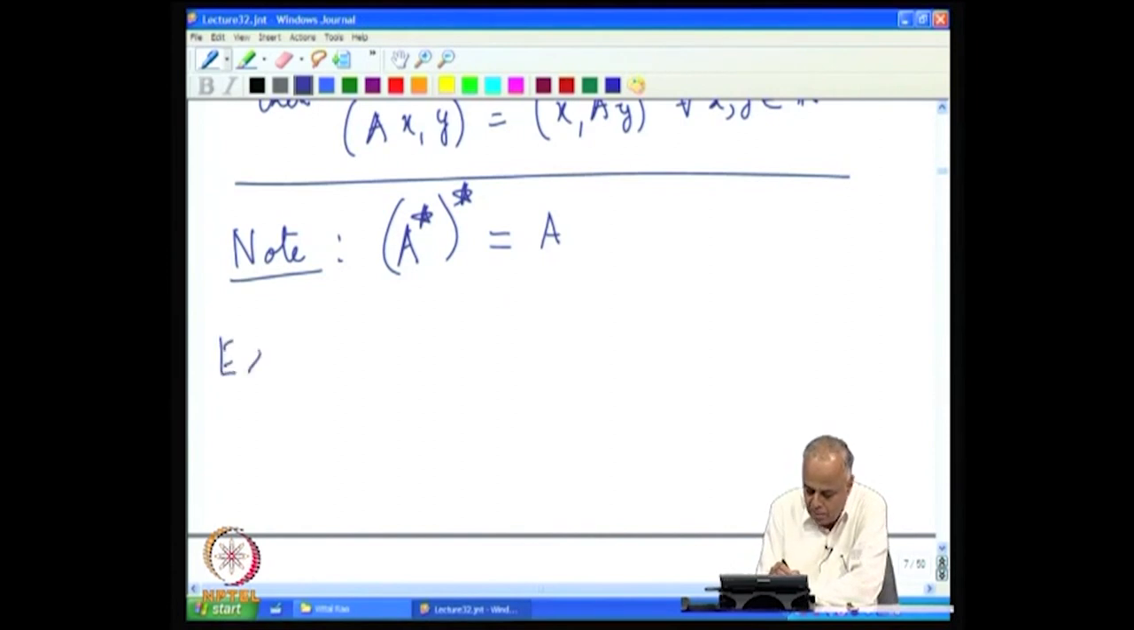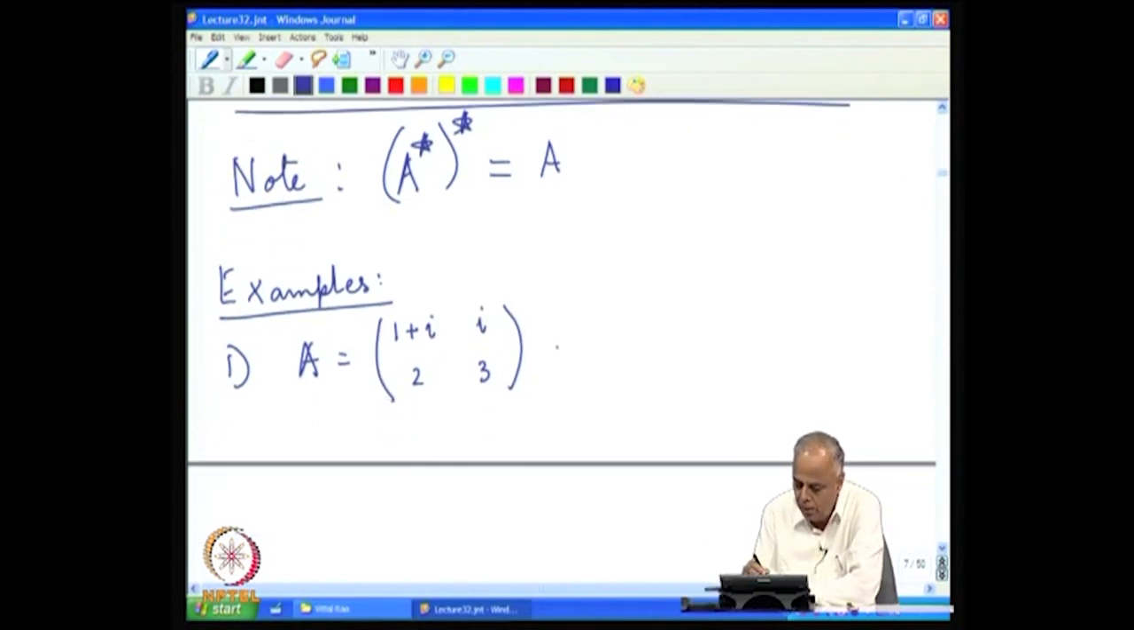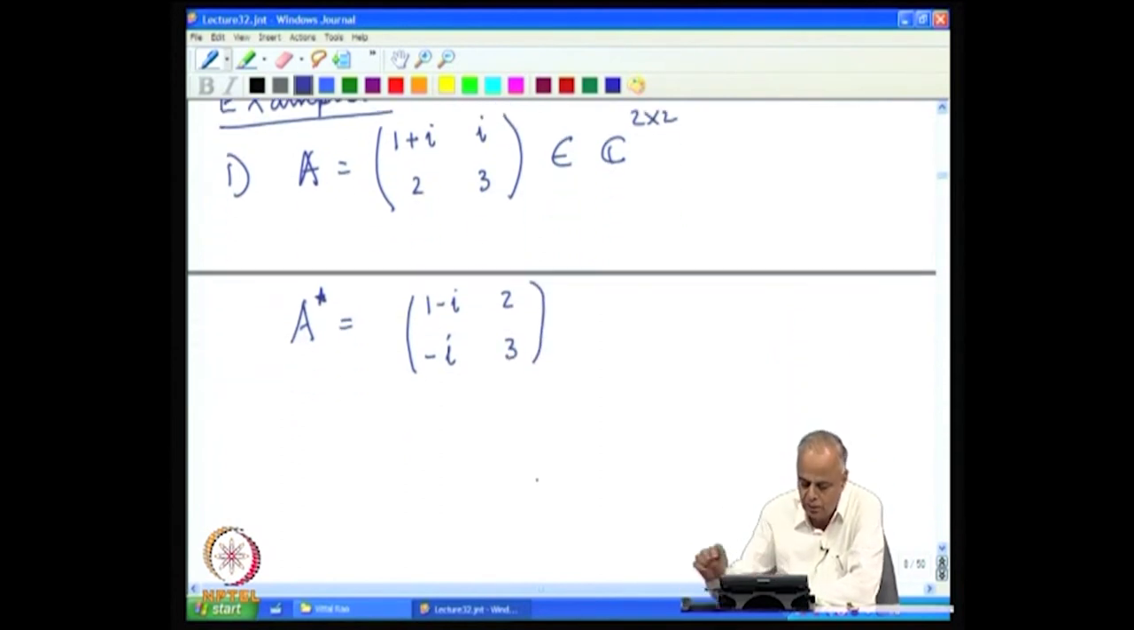So, let us look at some examples. Let us take a very simple matrix, A, which is 1 plus i, i; 2, 3, which is now in C^(2×2). So, it is a 2 by 2 matrix, it is a complex matrix. Now, what is A star in this case? We have to transpose and conjugate. So, this conjugation will make this i, transposition will bring the i here and the conjugation will make it minus i, and the 2 goes there and 3 comes in. So, this is A star.